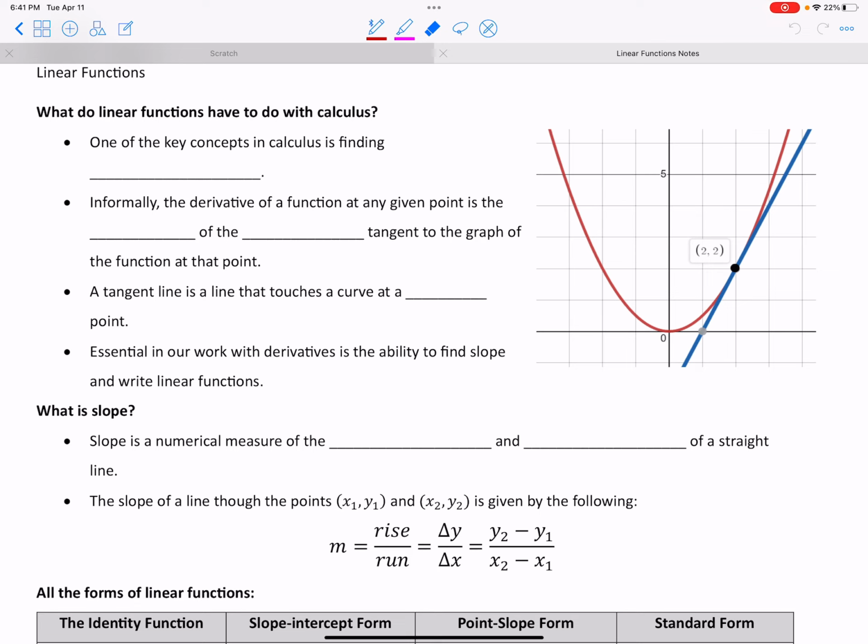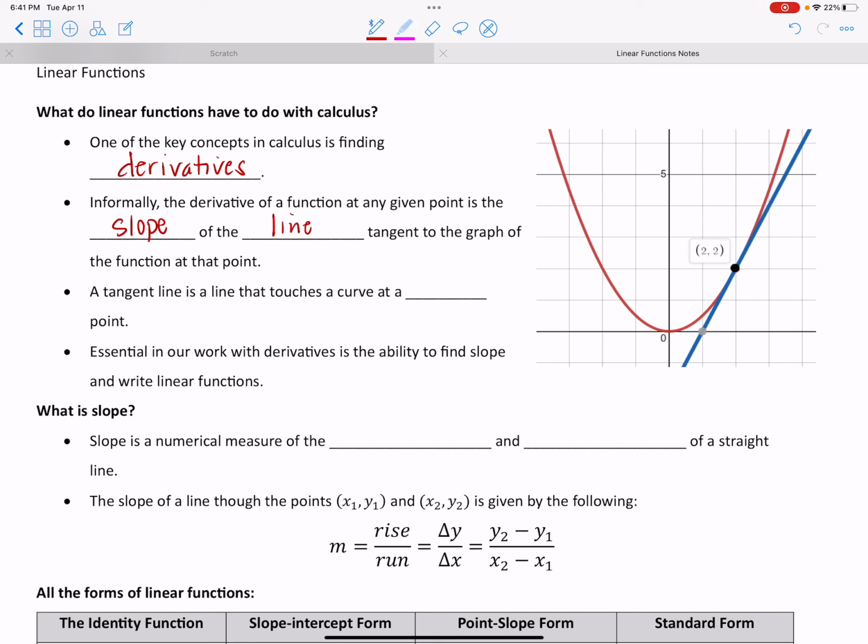Well, one of the key concepts in calculus, one of the key tools, is the ability to find what we call derivatives. So finding derivatives, again, is one of the major things that you do in calculus. And very informally, the derivative of a function at any given point is basically the slope of the line that is tangent to the graph of the function at that point. Okay, which sounds like a lot, and I don't want you to get too hung up on this concept because you're going to see it more when you go to calculus.